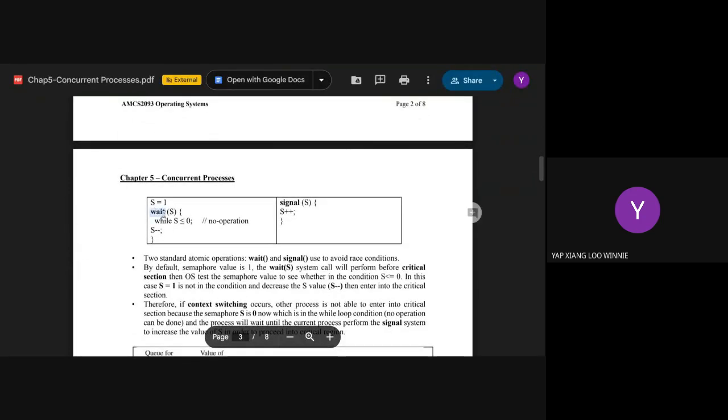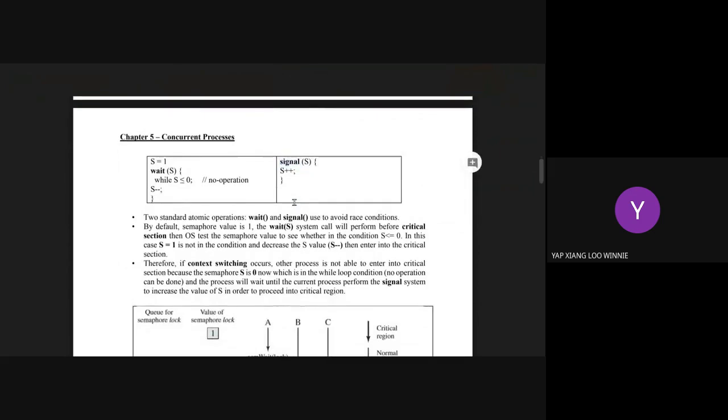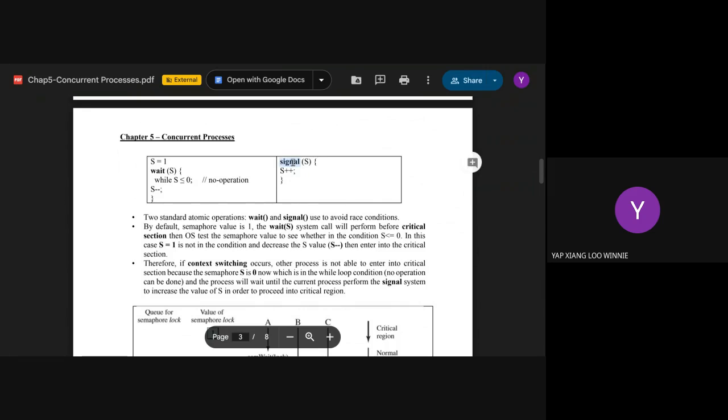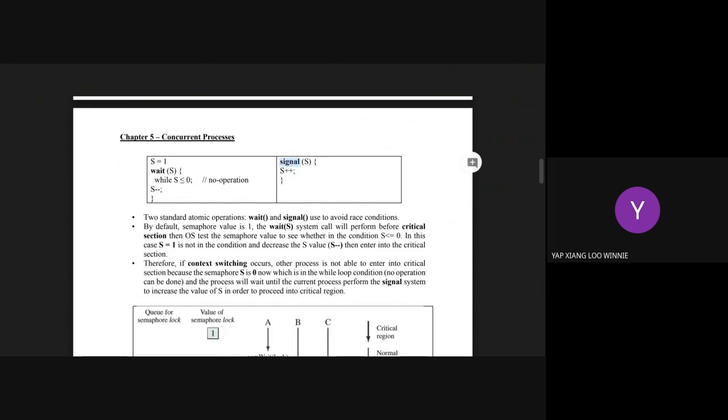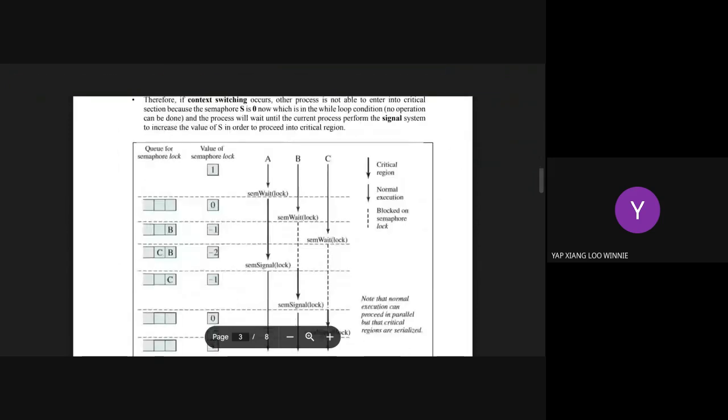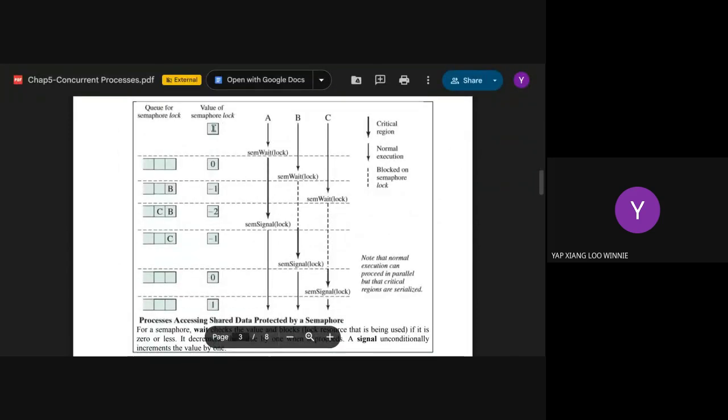You have wait and signal. I repeat, in semaphore, you have two operations, which are wait and signal. Okay, so to explain to you what semaphore is, you have to listen closely. Now, by default, the semaphore value is 1. Okay, all the semaphore values, look at this diagram, are 1.